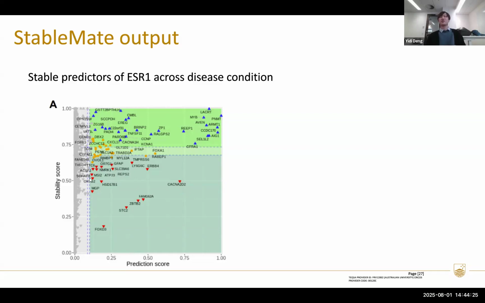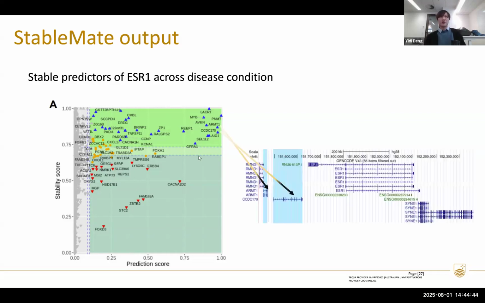And on the y-axis, we have the stability. That is how stable it is predicting the Y. So these genes over here, at the upper right corner of this plot, are the genes that are stable and predictive. So these are the genes that we want. And according to our stability assumption, these genes should be very closely related to the regulation of ESR1.